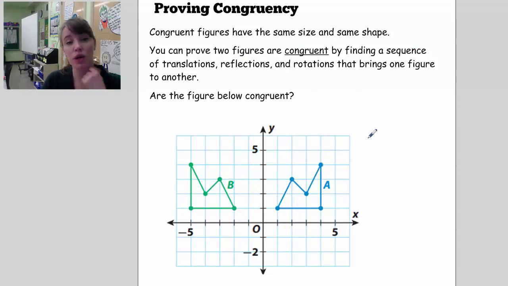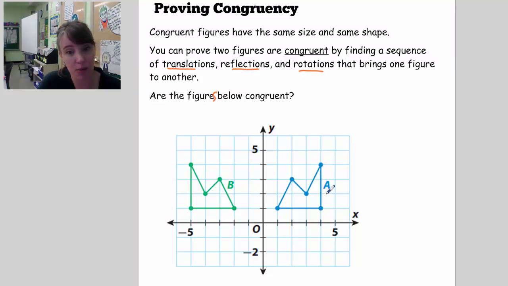Okay, so this actually ends up being very handy in terms of proving that things are congruent to each other. So you can prove that two figures are congruent by finding a sequence of transformations that only include translations, reflections, and rotations that brings one figure to the other figure. So can we prove the figures are congruent? If someone asks me, are the figures below congruent, what I can say is that well, they're congruent if I can find a transformation that includes only these three transformations, meaning I don't have a dilation. So if I can find a series of transformations of these three, then they are congruent.